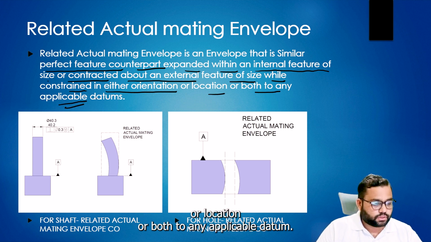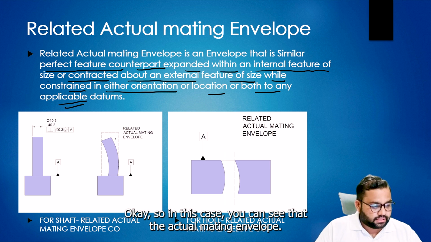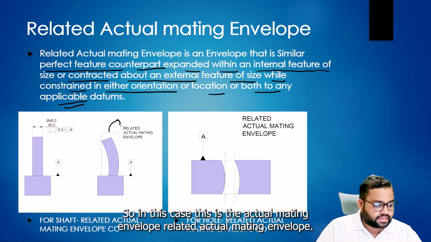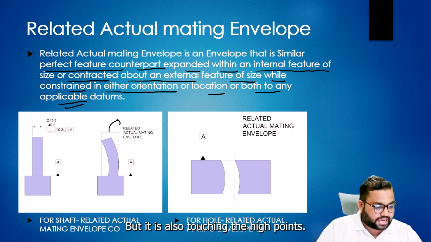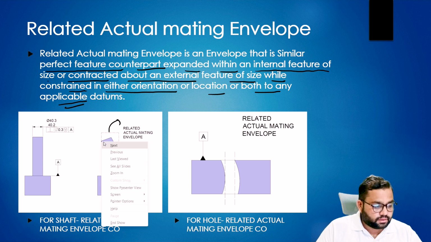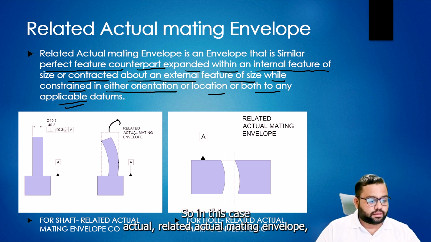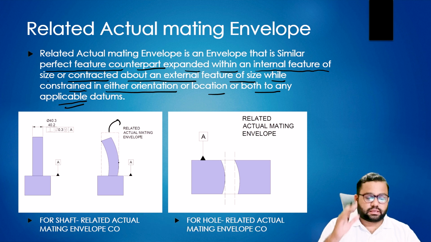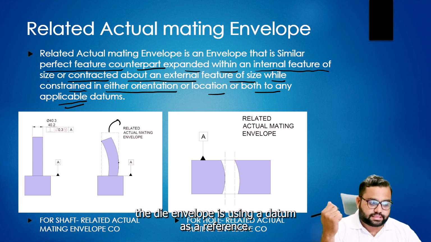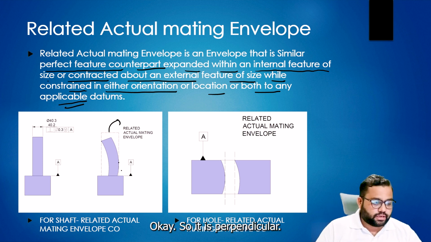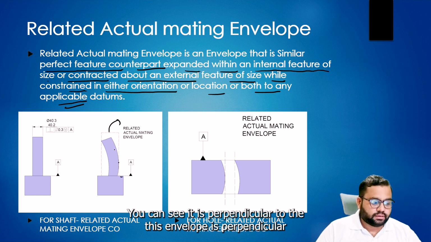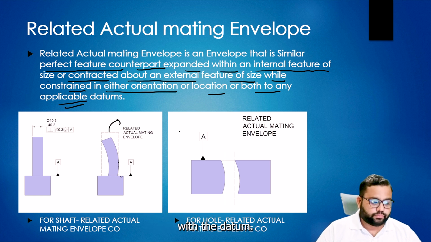to any applicable datum. In this case, this is the related actual mating envelope, and it is also touching the high points, but taking a datum as a reference. So the related actual mating envelope is using a datum as a reference. You can see it is perpendicular, this envelope is perpendicular with the datum.